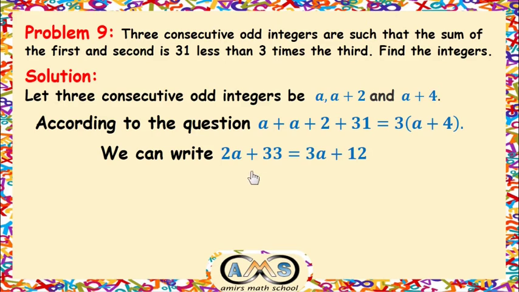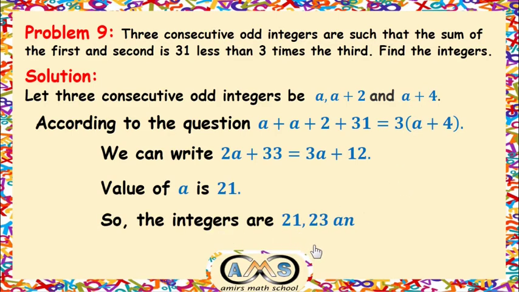We can write the equation as 2a plus 33, which is equal to 3a plus 12. After solving this one, we get the value of a is 21. So our first odd integer is 21 and the next one is 21 plus 2, that is 23, and after this one, that is 21 plus 4, that is 25.